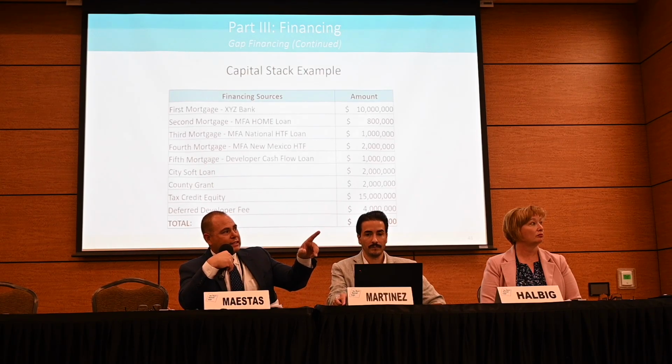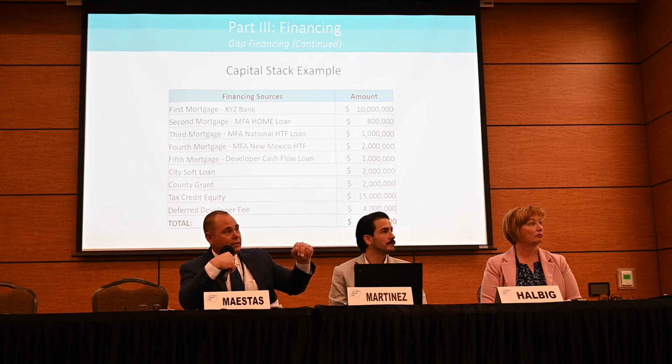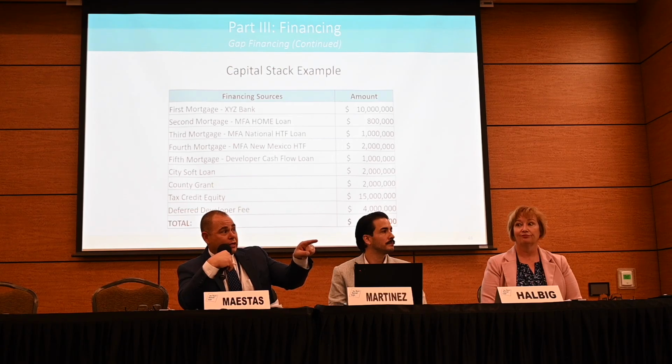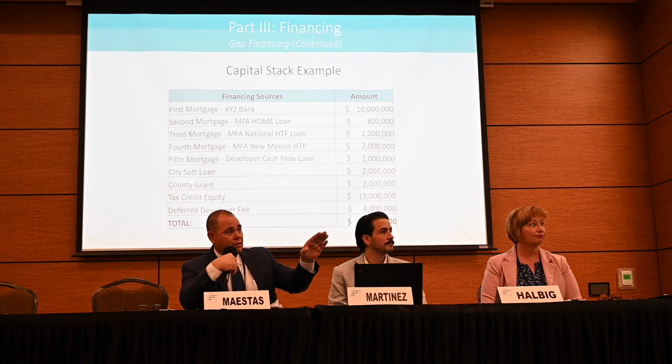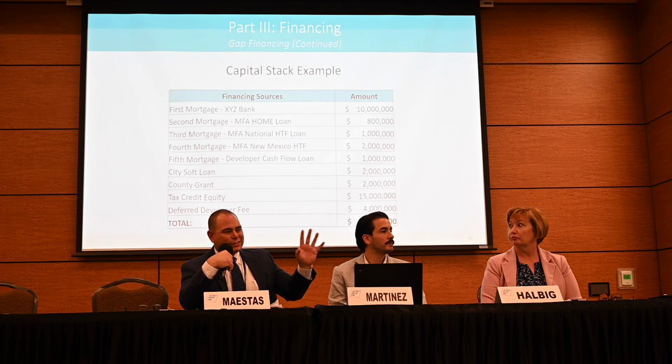Here's a capital stack example. Here's your first mortgage loan up on top. Then you have 3 examples of MFA gap funding. Then you'll see the 5th mortgage is a developer cash flow loan, city soft loan. There's a county grant in there. There's the big one, which is the tax credit equity down there at $15 million. A little deferred developer fee, which is really not a source, let's be honest.